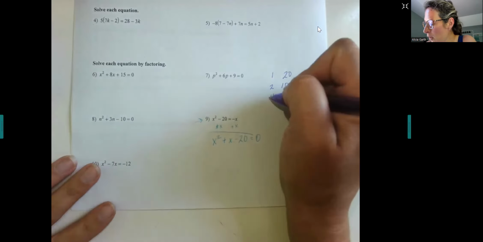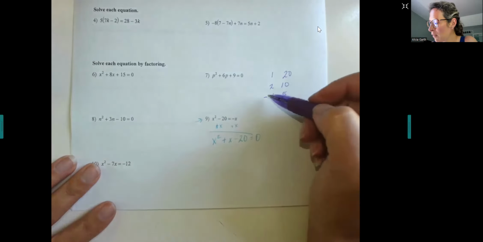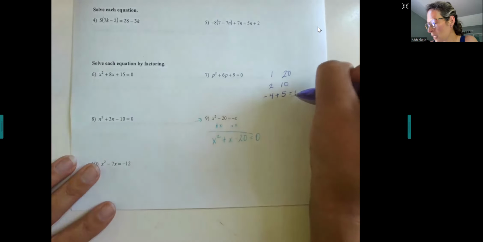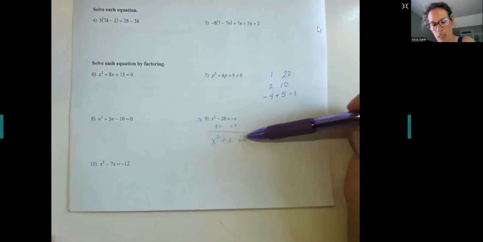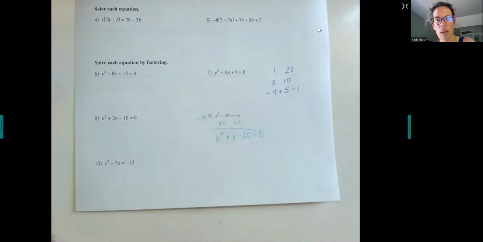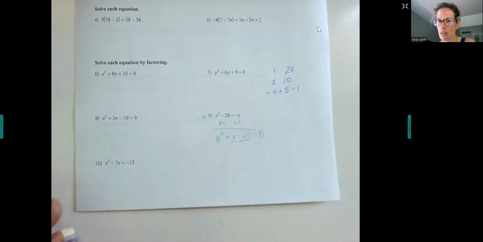So let's look at 4 and 5. If I have a negative 4 and a positive 5, negative 4 plus 5 is equal to 1. So 4 and 5 are the numbers we're looking for. They're the factors that multiply to a negative 20 and add to a positive 1. That's where we get them from. Multiply to our negative 20, add to our positive 1.